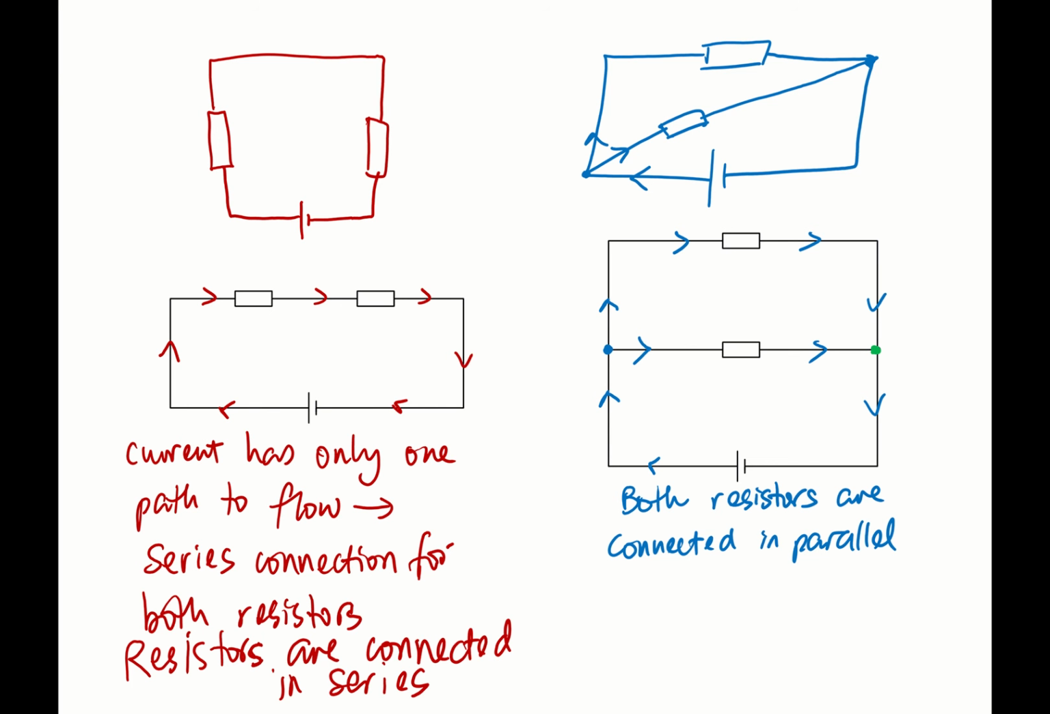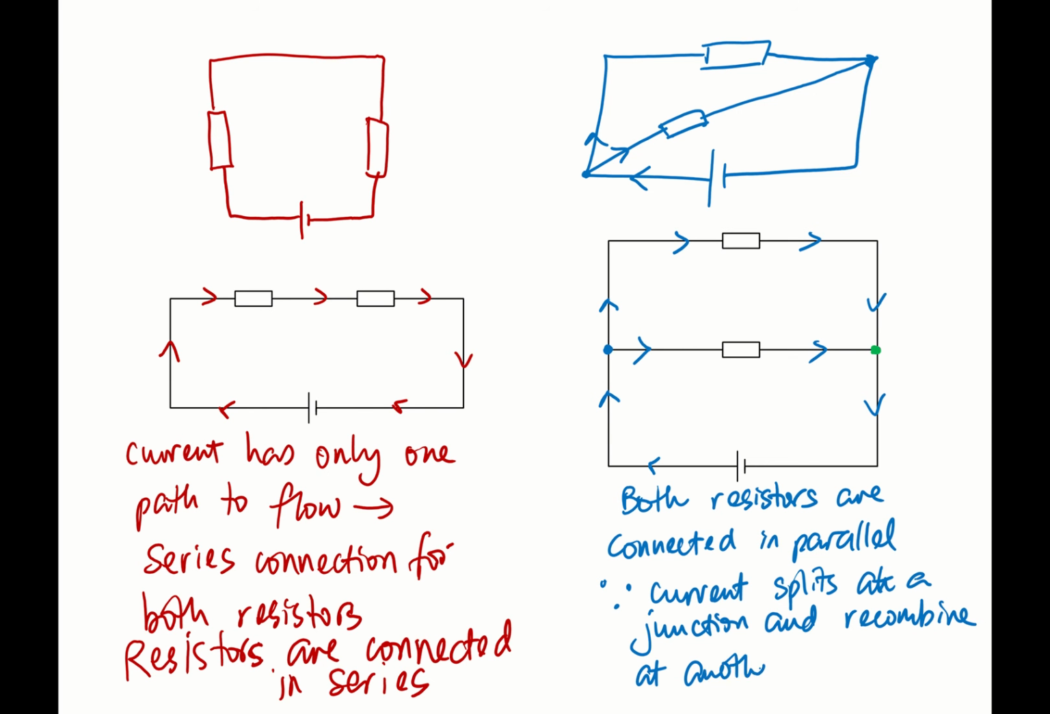The current splits and then recombines at another junction. And in this case, the diagram which I drew in blue also has both resistors connected in parallel, because current splits at a junction and recombines at another junction, and hence both resistors are connected in parallel.